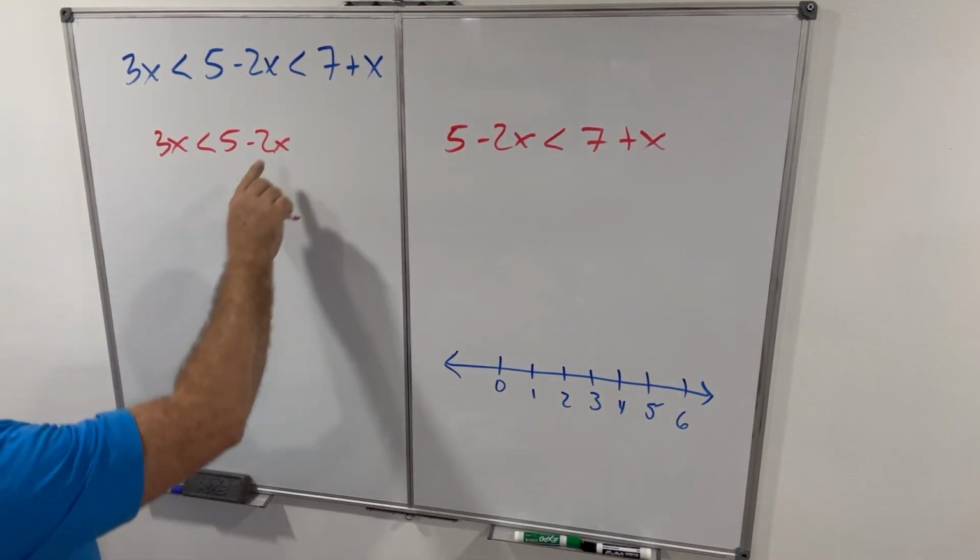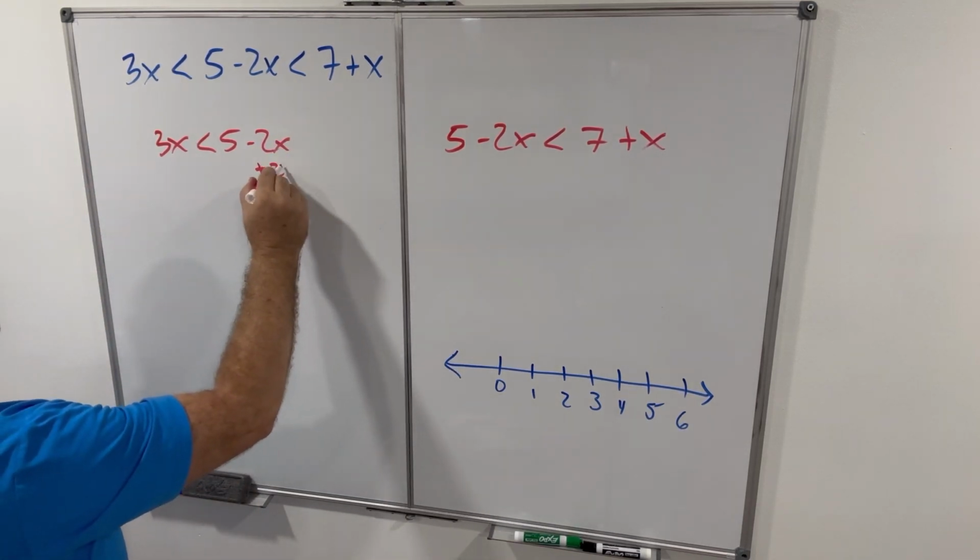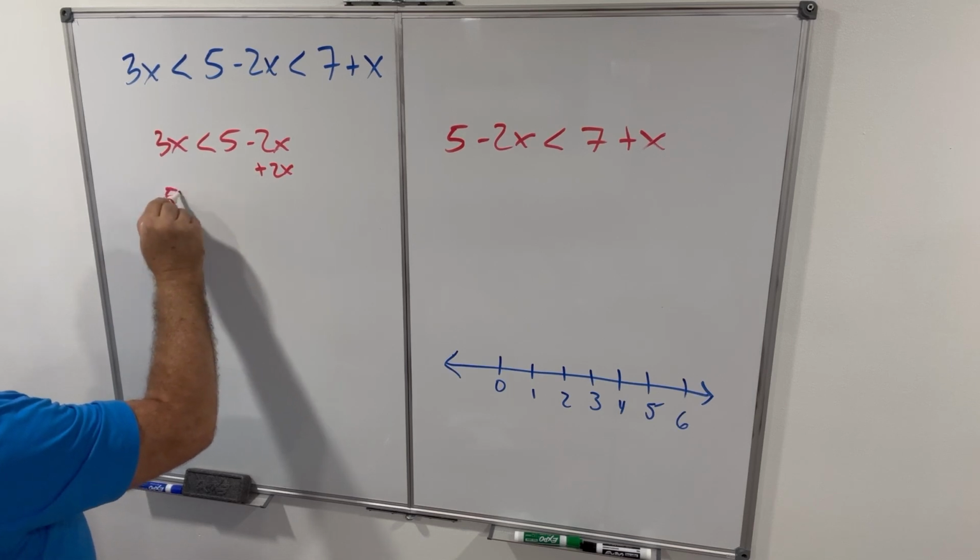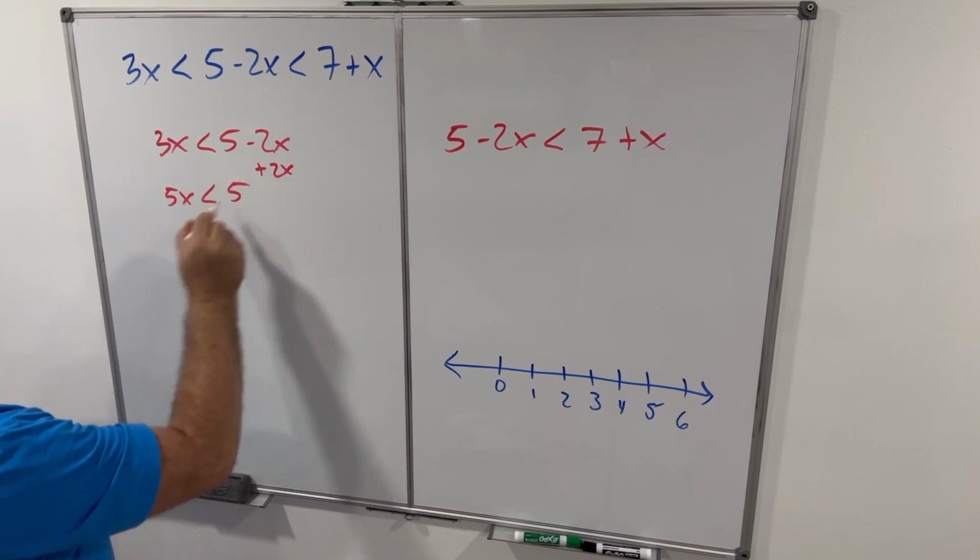So let's get all of our x's on one side. We're going to add a 2x here. That gives us 5x is less than 5.